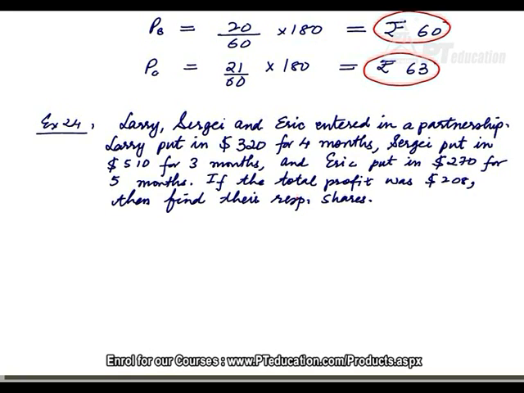Okay, let us read the question. Larry, Sergey and Eric entered in a partnership. Larry put in $320 for 4 months. Sergey put in $510 for 3 months and Eric put in $270 for 5 months. If the total profit was $208, then find the profit share of these partners. A very simple question, and here is the solution to the same.